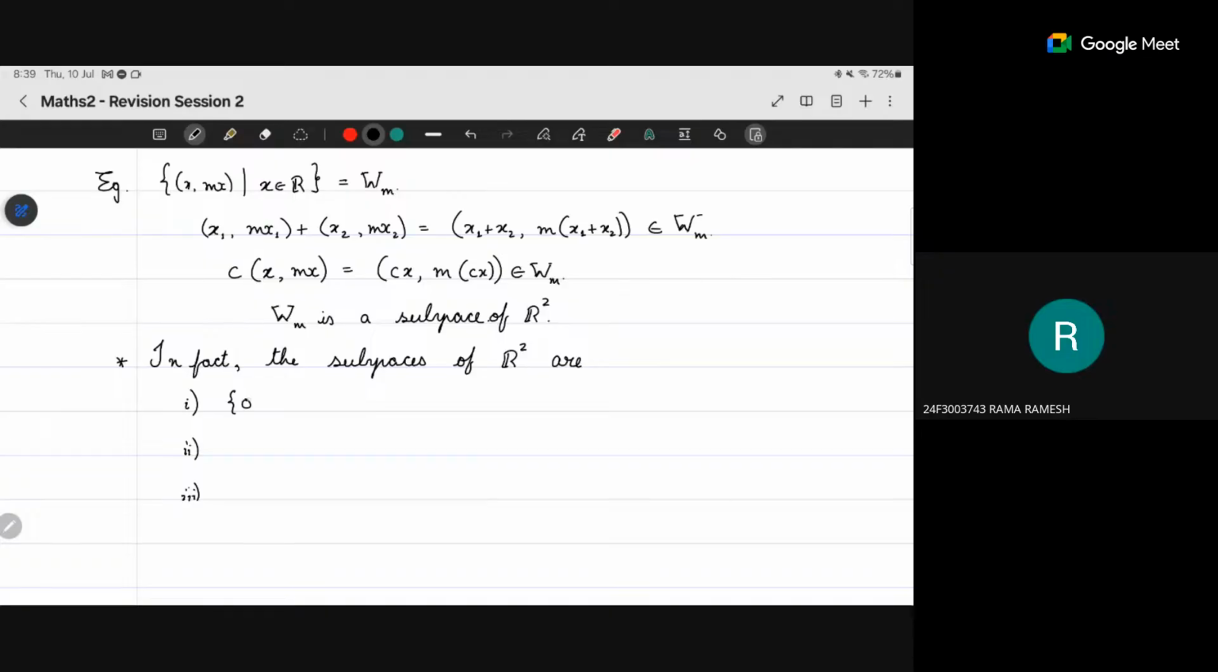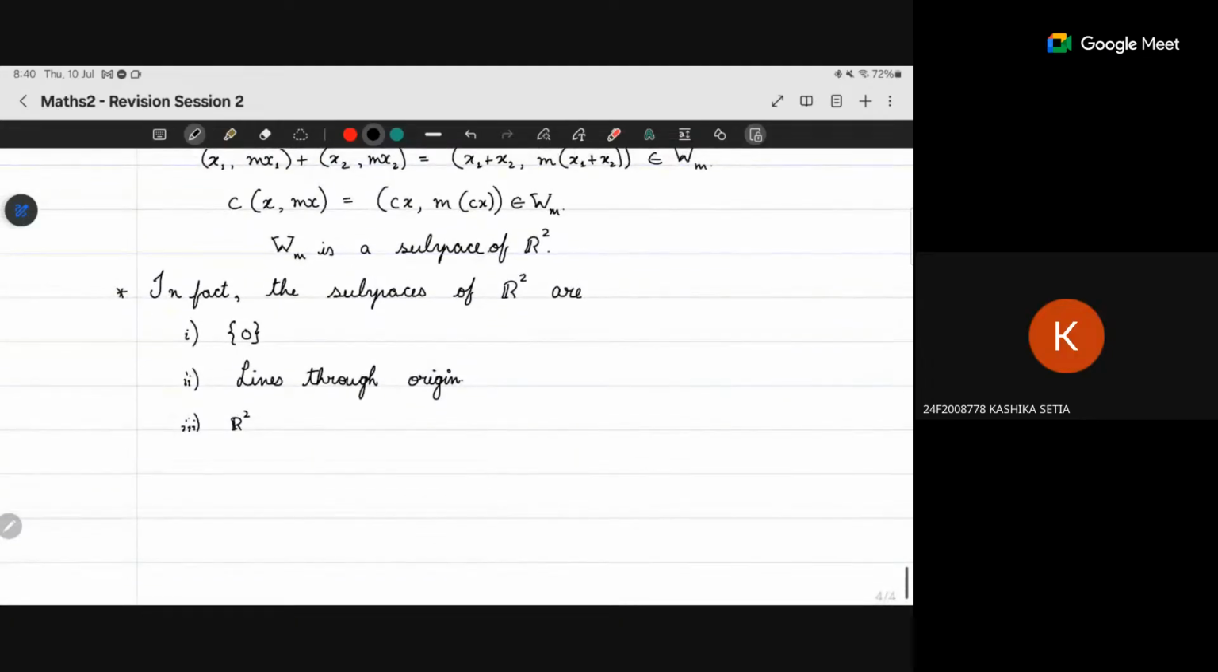(1,0), (0,1), zero, R, a line through origin. So this is a complete set of subspaces of R2. y is equal to mx covers all lines through origin except one, and then the trivial subspace and R2 itself.